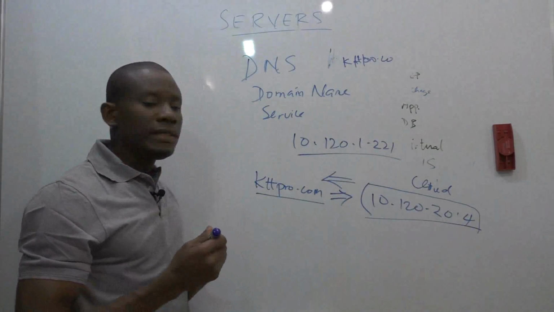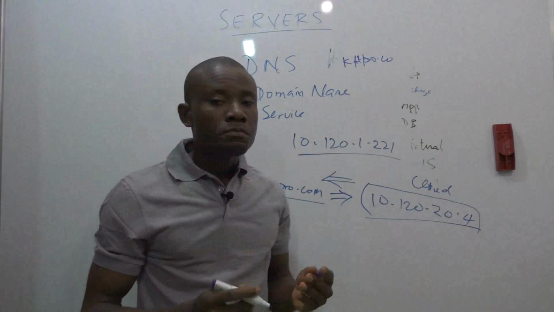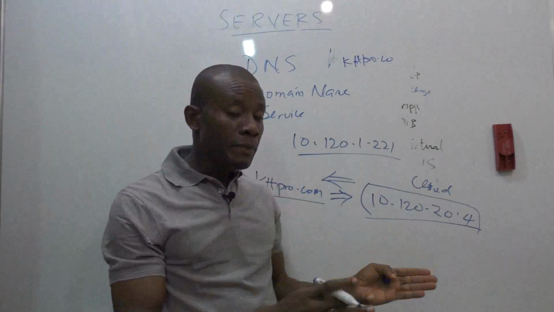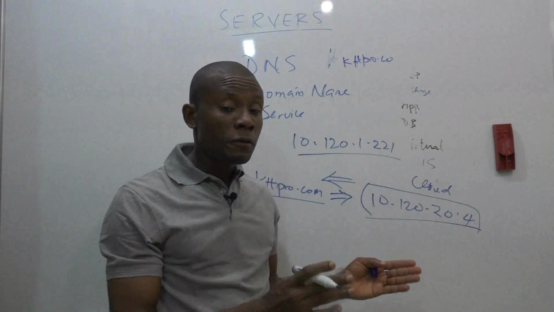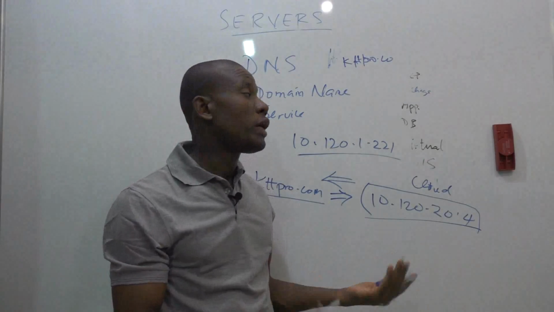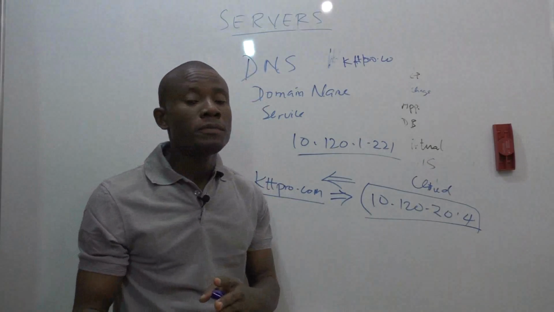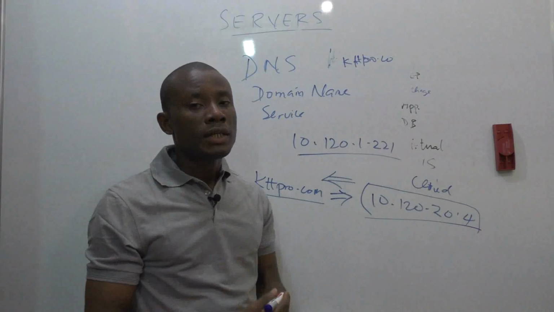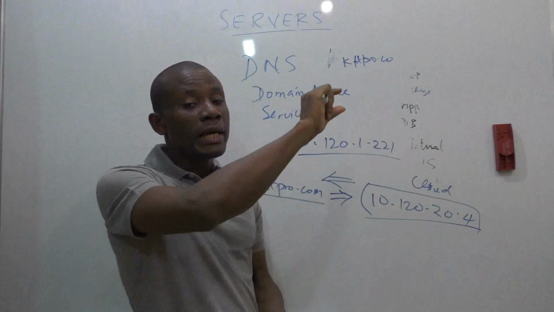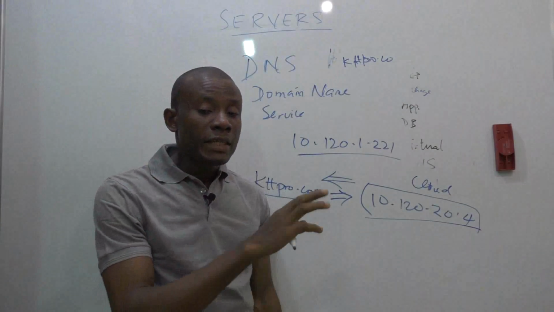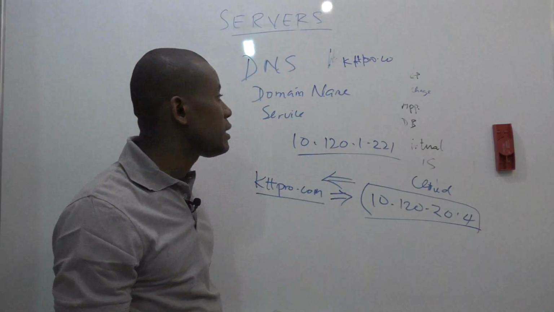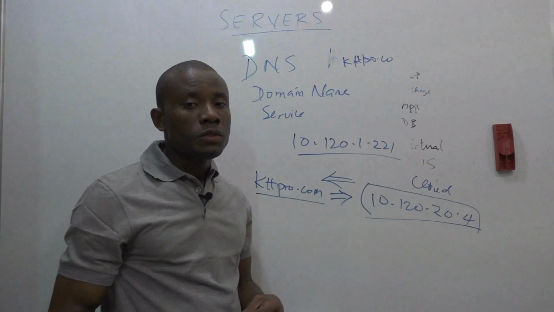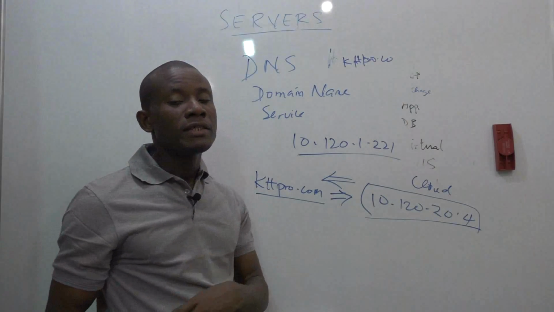So I think it is very simple to understand. DNS maps fully qualified domain names to IP addresses. So kttpro.com maps to an IP address in a certain record, and the DNS will actually resolve it. So anything you type in the address bar, the DNS will look up to find out which IP address it corresponds to. So that is how domain name servers work.